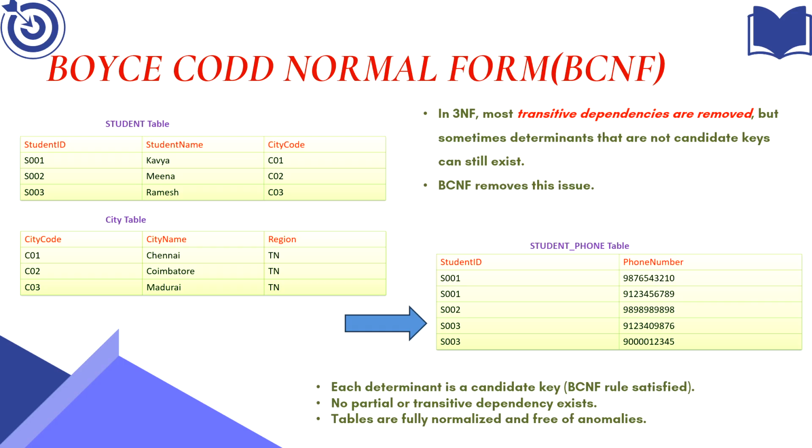Next one, Boyce-Codd normal form. We call BCNF 3.5NF. BCNF is a stronger version of 3NF. It deals with cases where a determinant, that is, an attribute that determines another, is not a candidate key. In BCNF, every determinant must be a candidate key. There should be no partial or transitive dependencies. This ensures that the tables are completely free from anomalies and fully normalized. At this stage, your database is efficient, reliable, and logically sound.